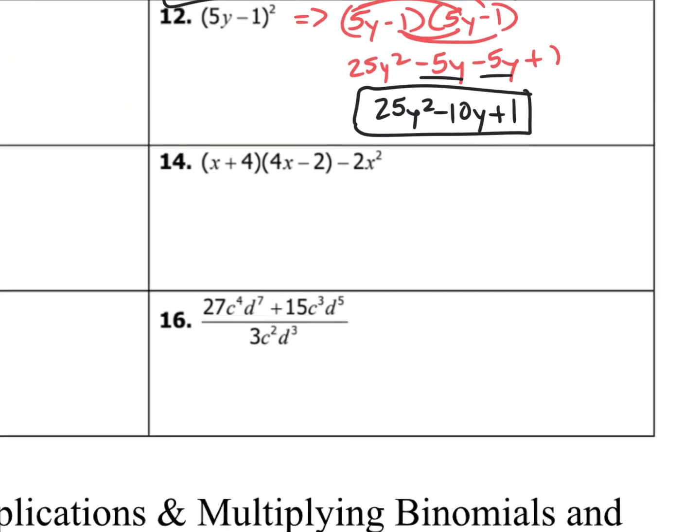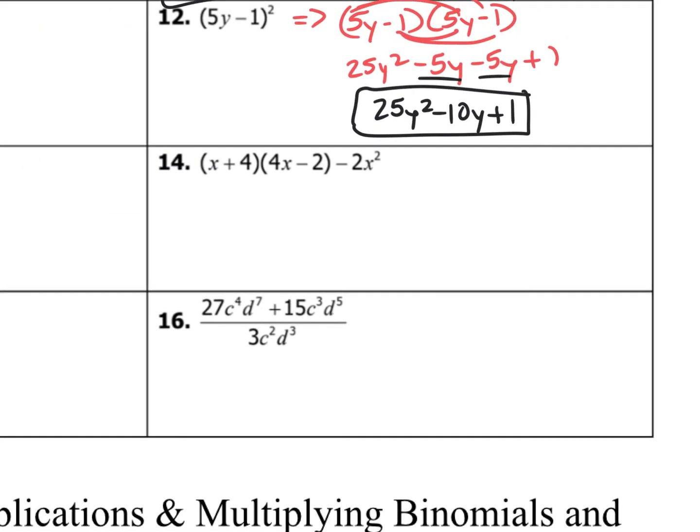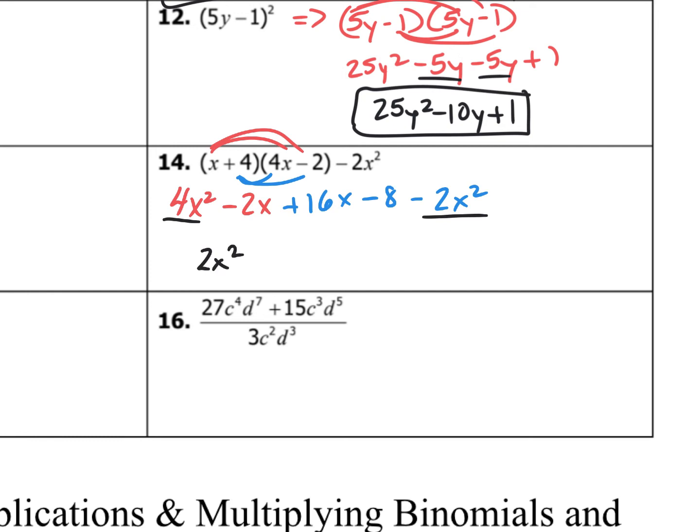Okay, 14. All right, we're binomial times binomial, and then we have something to add. That's interesting. X times 4x is 4x squared. X times negative 2 is negative 2x. Now, 4 times 4x is 16x. And 4 times negative 2 is negative 8. Minus 2x squared. Bring everything down. Now let's combine. 4x squared minus 2x squared is 2x squared. Negative 2x plus 16x is 14x minus 8.